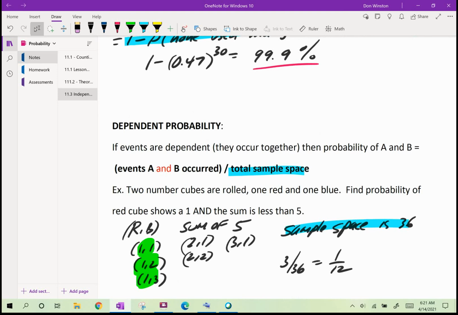Now let's look at dependent probability, where one event cares about or remembers something about another event. Here we say the process has memory. So if events are dependent, they occur together, then the probability of events A and B occurring together, you have to divide by the total sample space. I'll show you what I mean here.